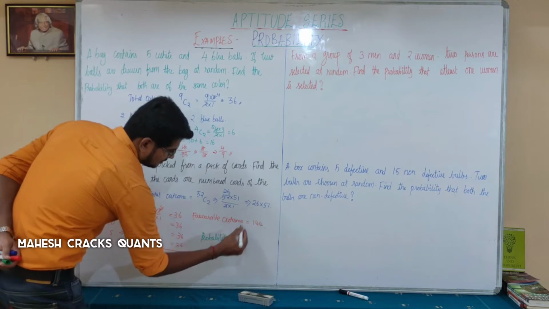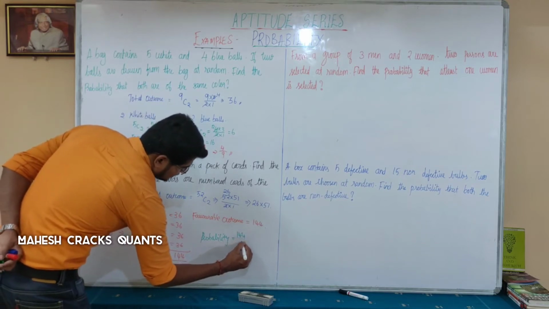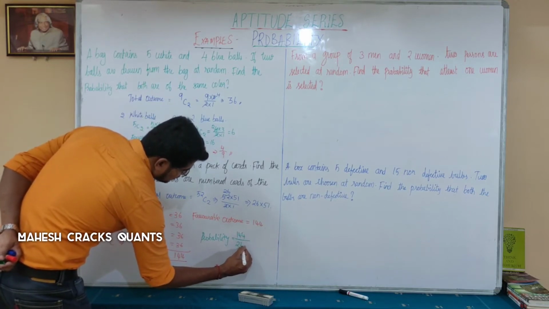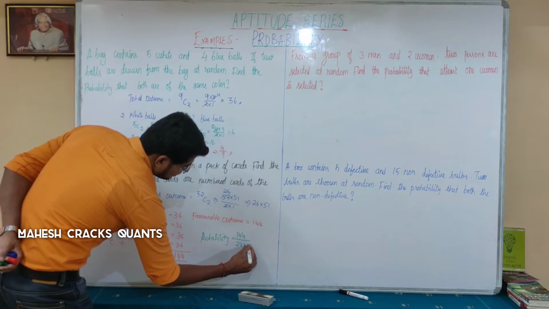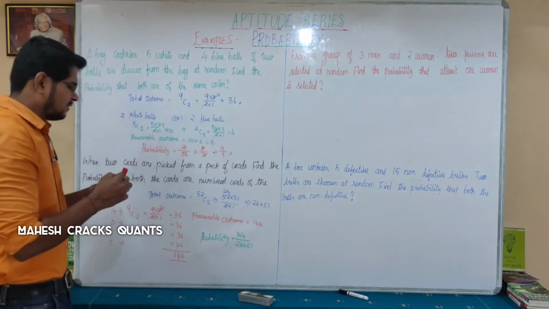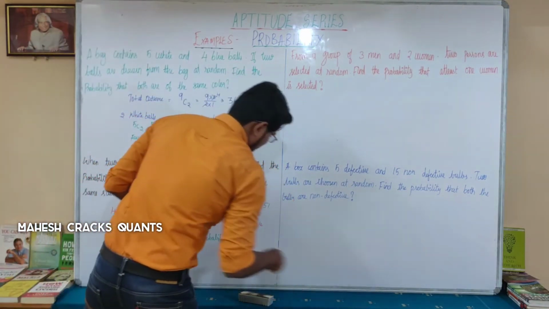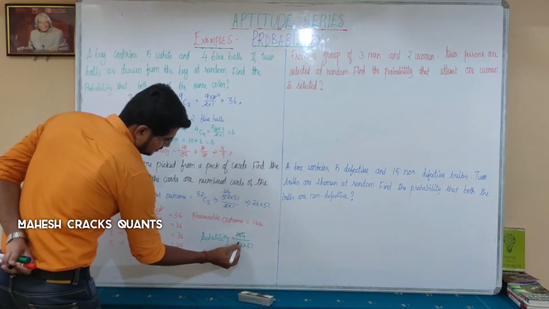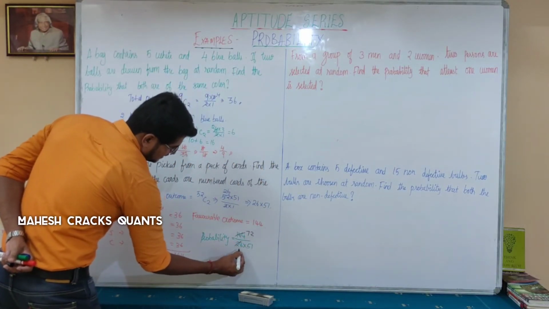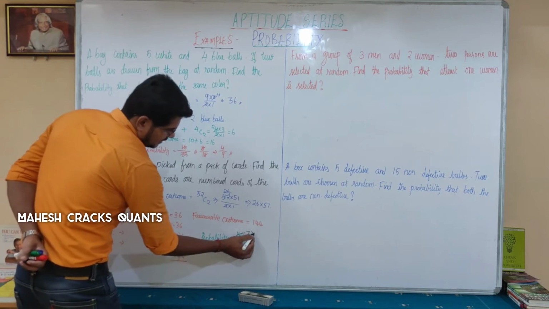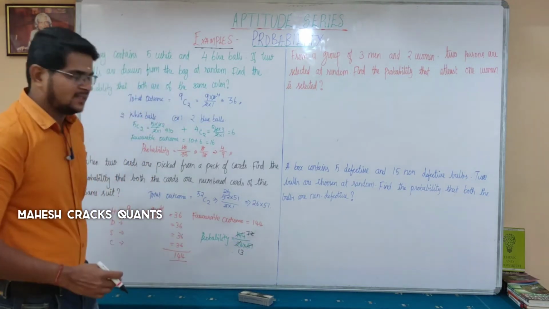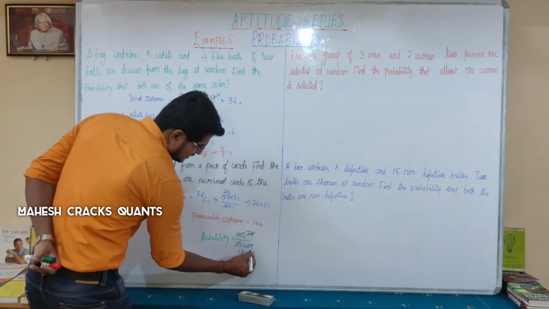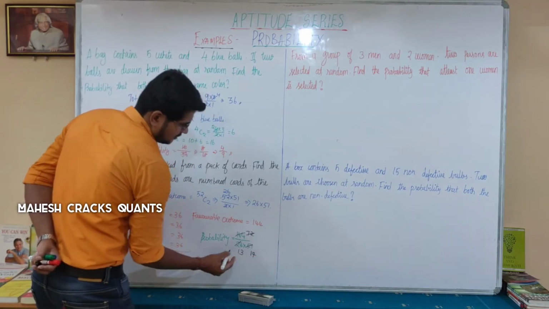So probability is nothing but favorable outcome divided by total outcome. Total outcome is 26 into 51. So I have to cancel to get the answer. Can I cancel with 2? Yeah, 72 and 13 here. And then again I can cancel with 3 because both are multiples of 3. Here 17 times 3 is 51.